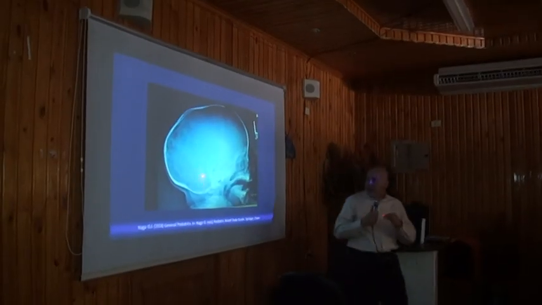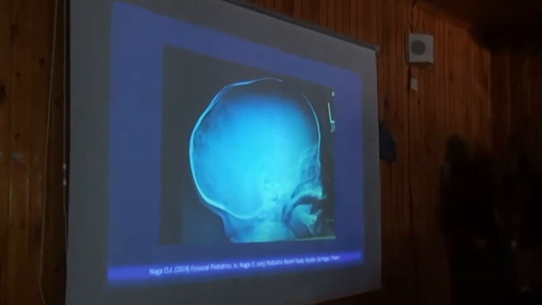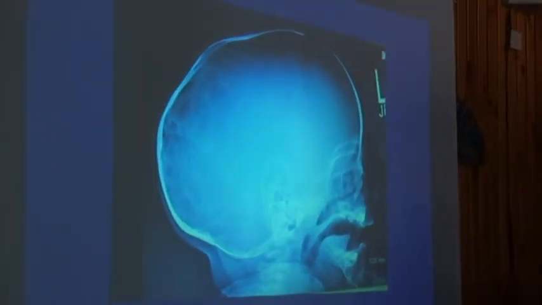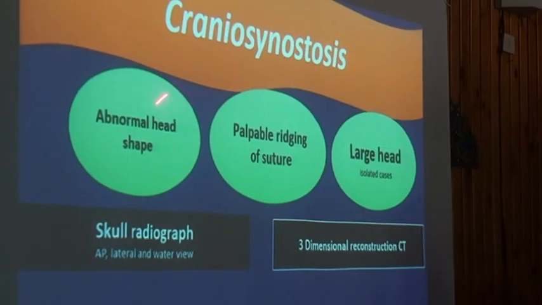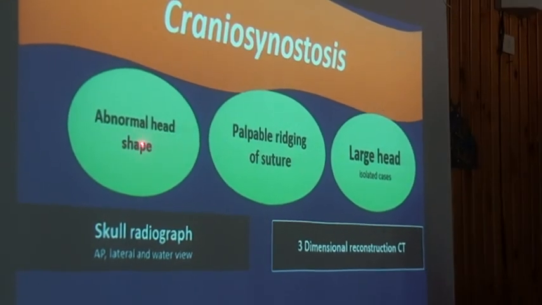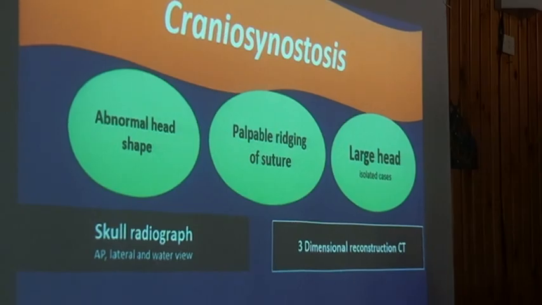So this is the X-ray of this child. There is thickening in the sagittal suture. So the diagnosis of craniosynostosis: abnormal shape of the head, palpable ridging of sutures, large head. In some isolated cases the head may be smaller, but this is usually what we see with the syndromic one.